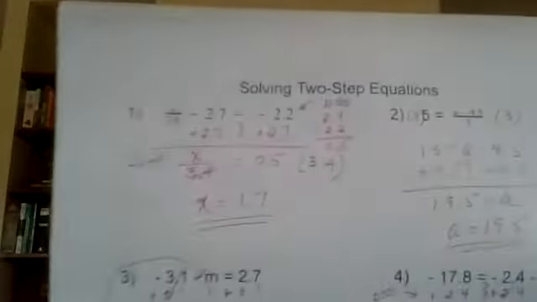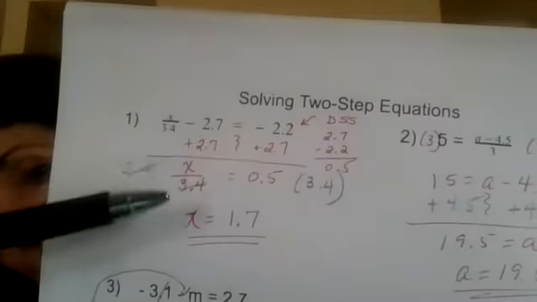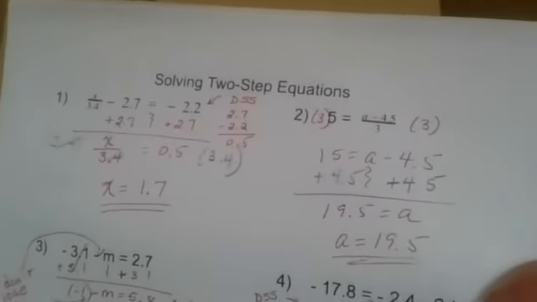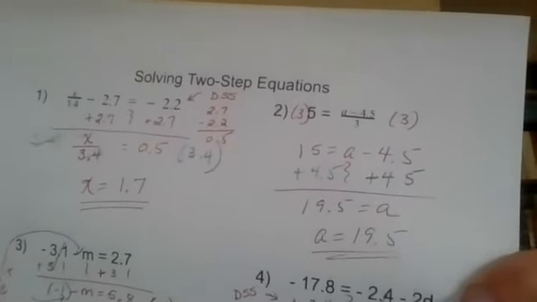X has been divided by 3.4, so we're going to multiply both sides of the equation by 3.4. When multiplied by 3.4, they cancel out. Over here, 3.4 times 0.5 gives us 1.7. You could plug that 1.7 into the equation, put it in place of x, divide it by 3.4, then subtract 2.7, and you will get negative 2.2. So you can check these. I'm not going to go through and check them, but remember you're plugging in your answer for the variable and then working out what's been done to that variable to see if you get what it equals.